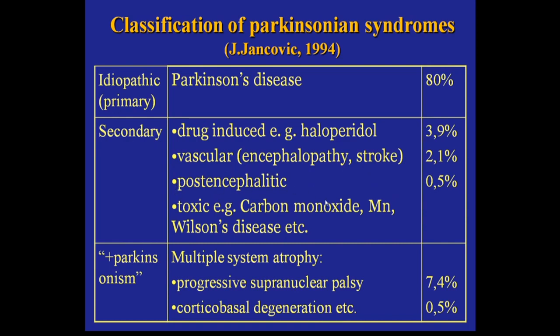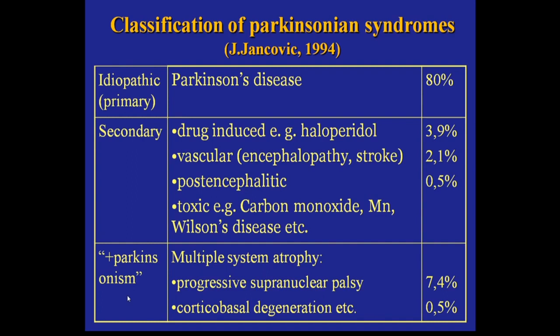post-infections, toxic, for example, carbon monoxide, manganese, Wilson disease, and 10% plus Parkinsonism or Parkinsonism plus. This is a group of hereditary diseases when patients have Parkinsonism plus anything else.